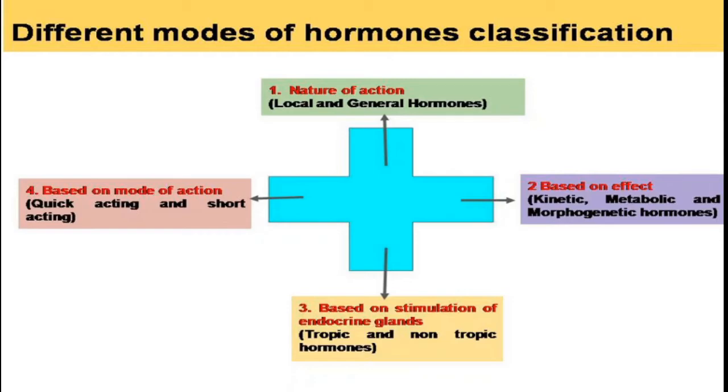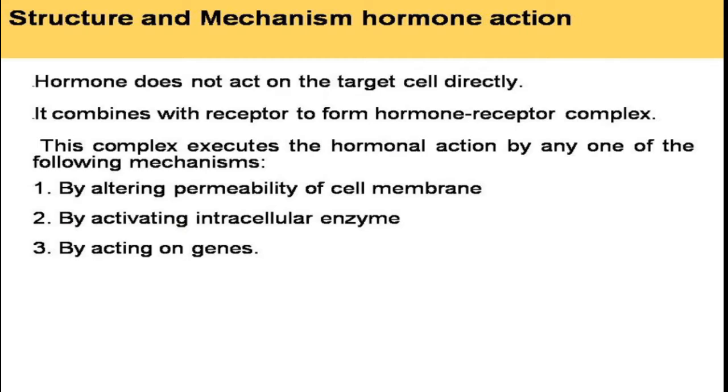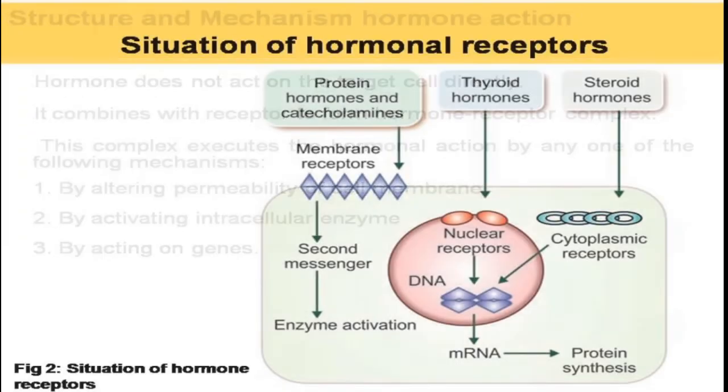Next is structure and mechanism of hormone action. Hormone does not act on the target cell directly. They combine with receptor to form hormone receptor complex. This complex executes the hormonal action by any one of the following mechanisms: by altering permeability of cell membrane, by activating intracellular enzyme, or by acting on genes. So let's see these one by one.